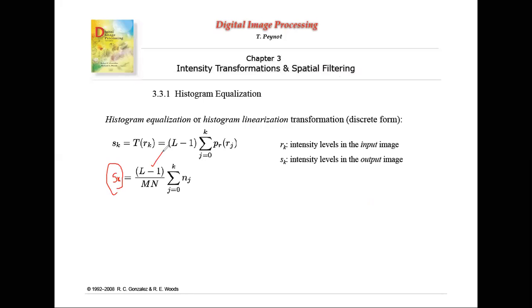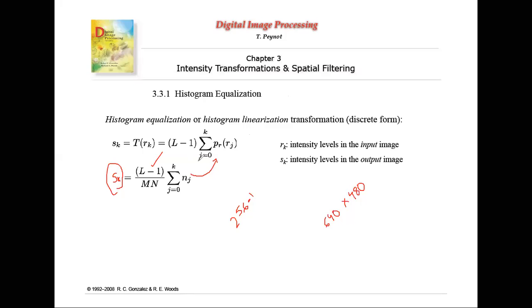Now say if I have colors from an 8-bit image, then L is 256, 2 to the power 8. So 256 minus 1 divided by M into N. Suppose my image is 640 cross 480, then M cross N would be 640 into 480. Simple multiplication. Now these nj are the cumulative probabilities accumulated.